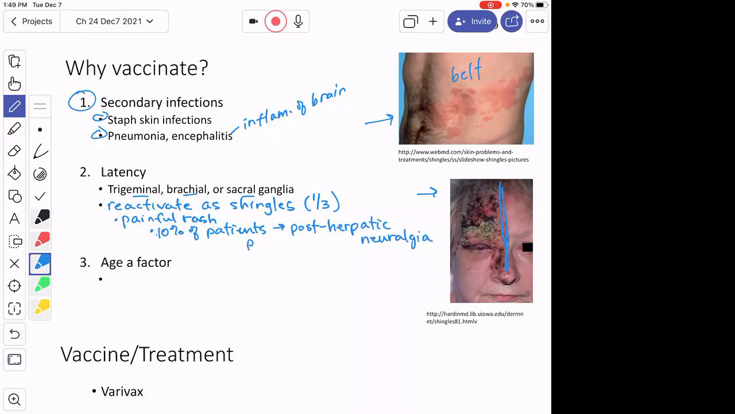So again, the pain lasts for sometimes months. Again, that's only about 10% of people that have shingles, but a third of people get it. Still a pretty high percentage, and then we don't really have much that can help with that. We try a little acyclovir, but that doesn't always help very much.